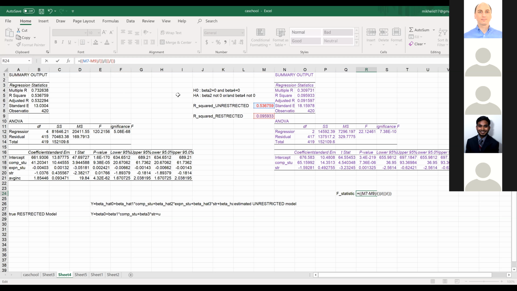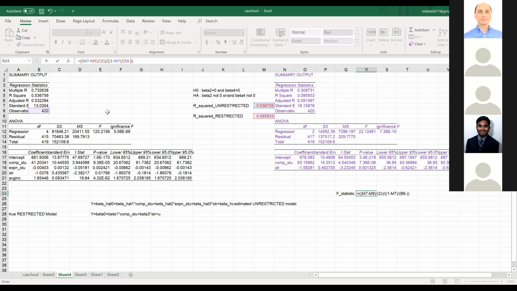And then we have here 1 minus R squared unrestricted, which is this one. And then you have divided by what? N minus K minus 1. N is the number of observations, which is this one, minus K. What is K? Can you tell me? It's the number of independent variables. I think it was like 6 that you selected.